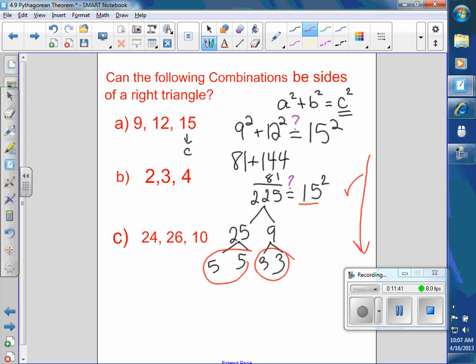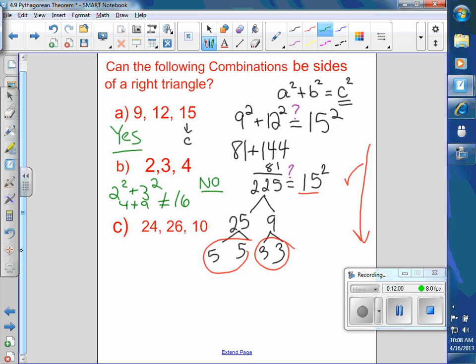How about 2, 3, and 4? Do those make a right triangle? No, right? Because 2 squared plus 3 squared, that's 4 and 9. That does not equal 16. So here we say no, but here we would say yes. You understand that?